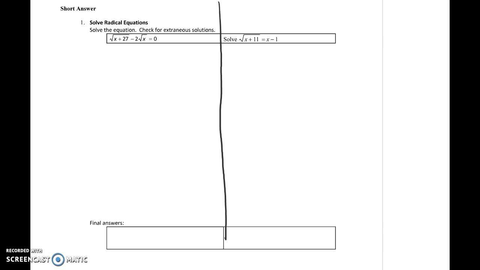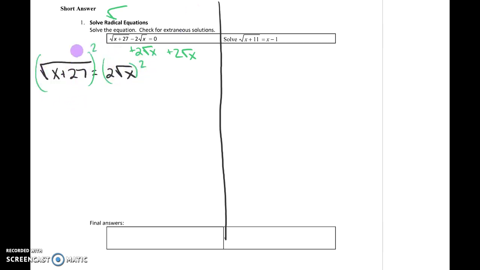Okay, so there's a couple different steps I gave you guys for solving radical equations. If you see two radicals, which is like the square root sign or any root, really, you need to get them on both sides of the equation. So I'm going to go ahead and add 2 root x to both sides. So that means I got x plus 27 equals 2 root x.